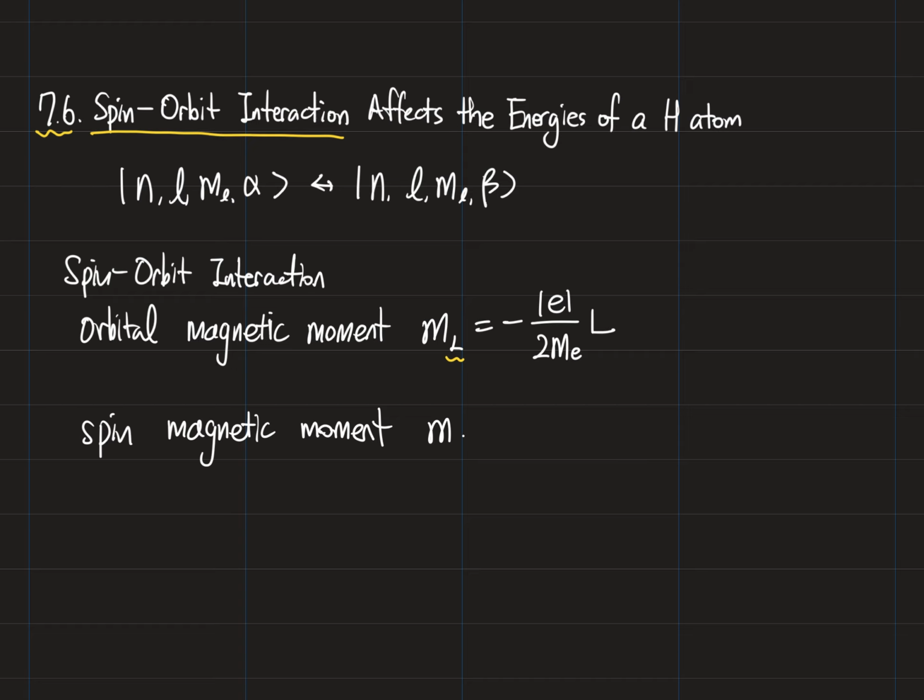M sub S is g_e divided by 2m_e and S. So here M sub L and M sub S, this is not the magnetic quantum number. They are the magnetic moments from orbital motion and spin motion.